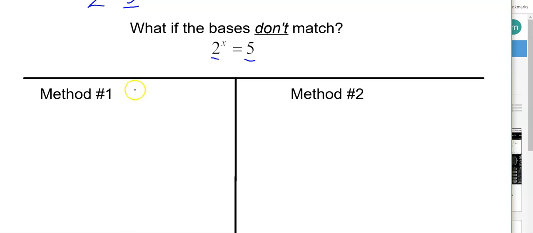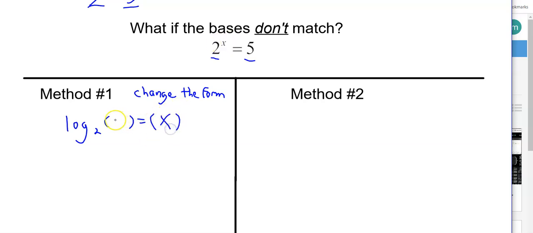So method number one, I'm going to call a pretty creative name. It's called change the form. Hopefully you can see that this problem is in exponential form, so I need you to put it into log form. That's how we solve in this chapter. If you don't know that, that's something you need to know. So log base 2 of 5; the exponent goes on the other side of the log, so x goes over here, 5 goes here. That's actually the exact answer.